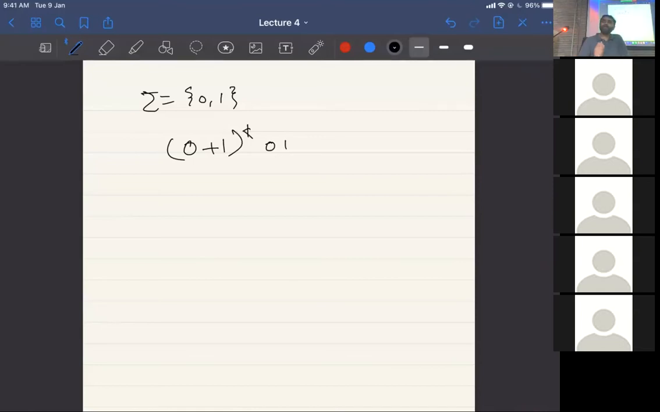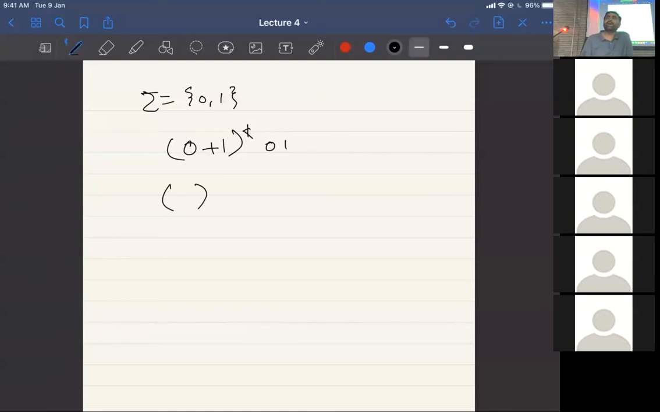So if you take any symbol out of the alphabet, that symbol is the basic or atomic regular expression. Every symbol in the alphabet is a regular expression. Then you can combine two regular expressions using concatenation or union, or you can put a star on any one of them. And then you can use any number of parentheses for precedence. For example, if you want to do something before something else, then you would use parentheses.